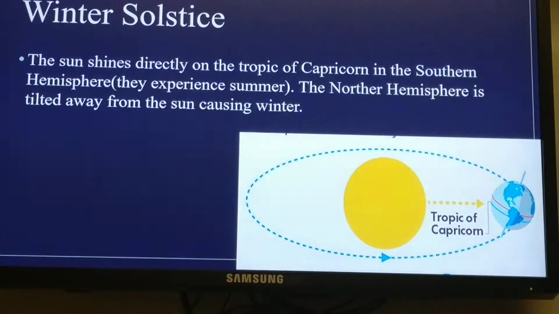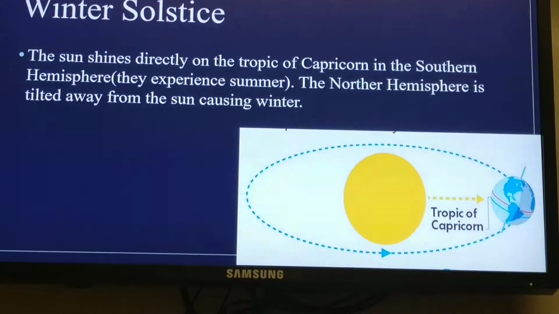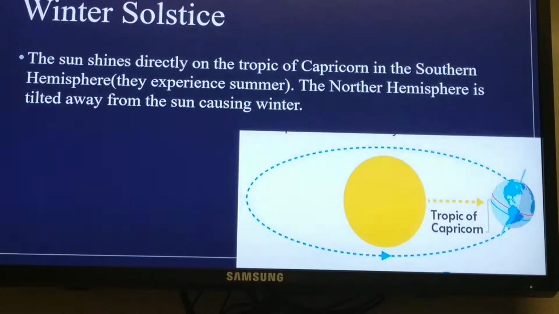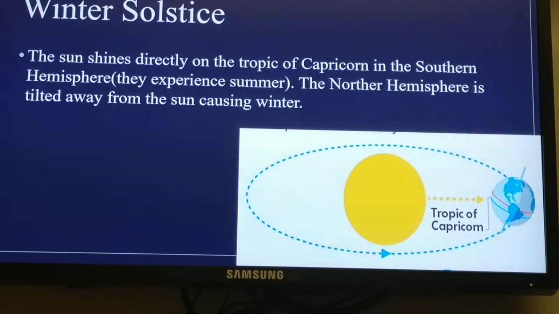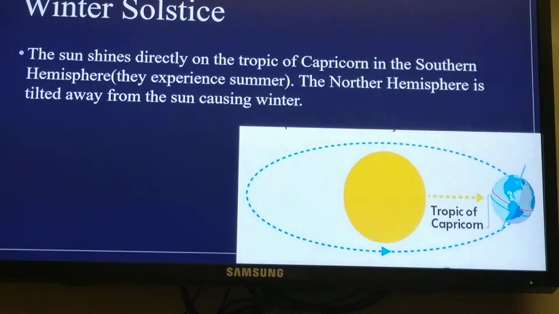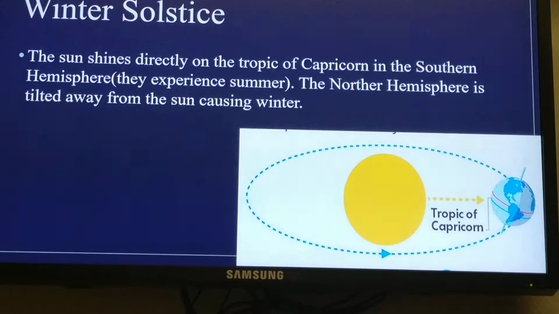For the winter solstice in the northern hemisphere, the sun shines directly on the Tropic of Capricorn in the southern hemisphere. They experience summer. The northern hemisphere is tilted away from the sun, which is causing winter.